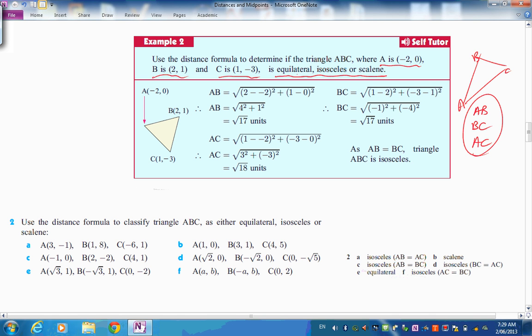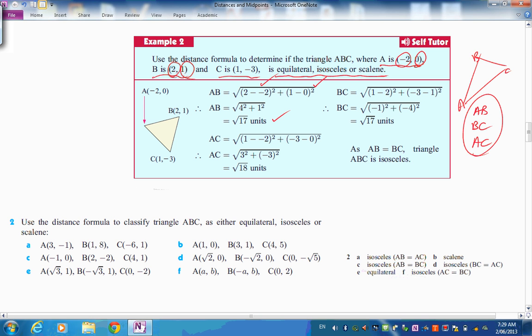So let's use that formula. There it is there for AB. Square root of, let's just check it. x2 take x1, 2 take neg2, all squared, there it is. And 1 take naught, all squared. So that's for AB done.